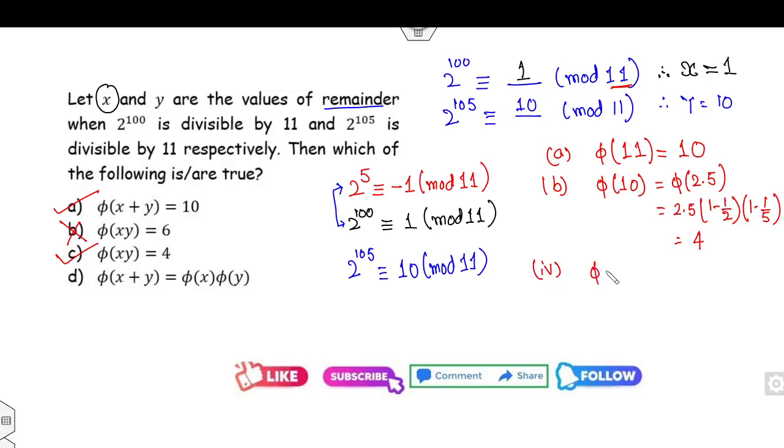Fourth option: left hand side is phi of 11, right hand side is phi of 1 times phi of 10. So what is phi of 11? 10. Phi of 1 is 1, phi of 10 is 4, which is not equal. So the right answers of this problem are A and C.